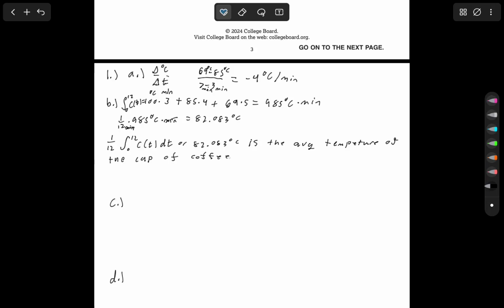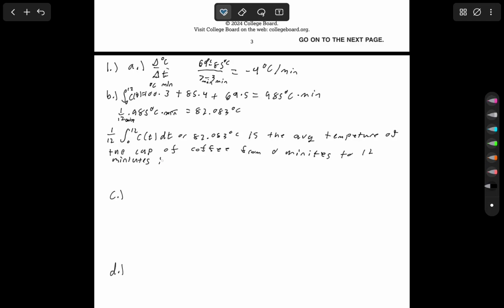Remember, this is the temperature of a cup of coffee from 0 minutes to 12 minutes, in degrees Celsius. So you want to make sure that you're referencing the original problem, referencing units as well.